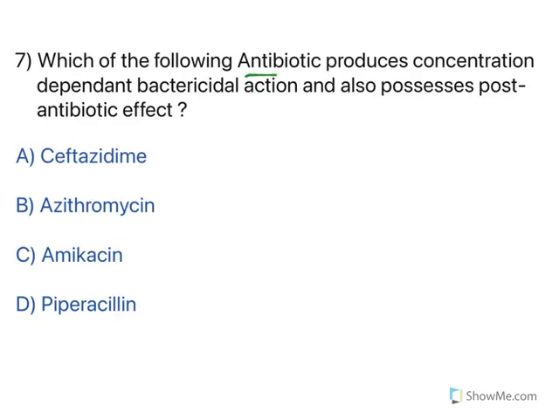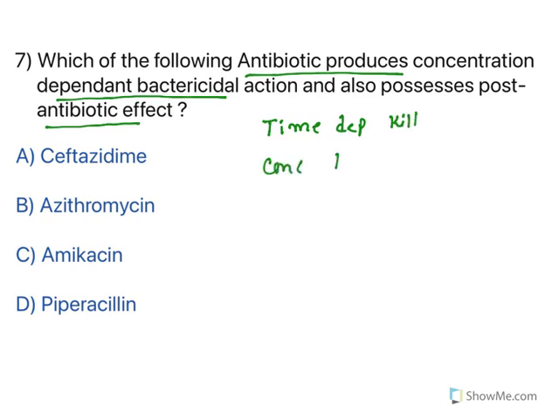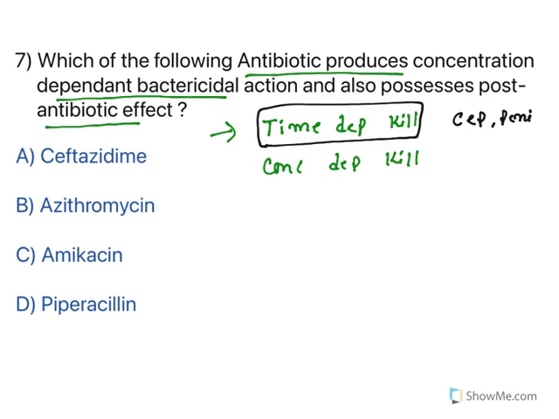Now, which of the following antibiotics produces concentration dependent bactericidal action and also possesses a post-antibiotic effect? Now understand this one. When you look at antibiotics, there are two different kinds of mechanism of action: time dependent kill and concentration dependent kill. What do you mean by this? Time dependent kill means time to time the antibiotic should be taken, like cephalosporins, penicillins. How do we take them? Two tablets per day for a 3 or 5 day course is given. That is time dependent kill. When you give the drug time to time, that will kill bacteria.